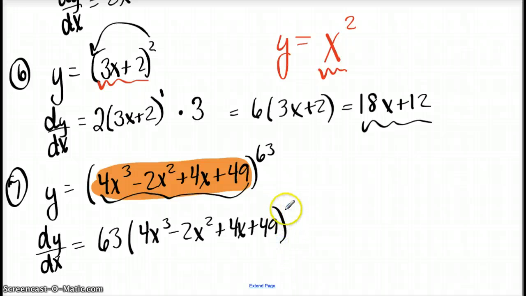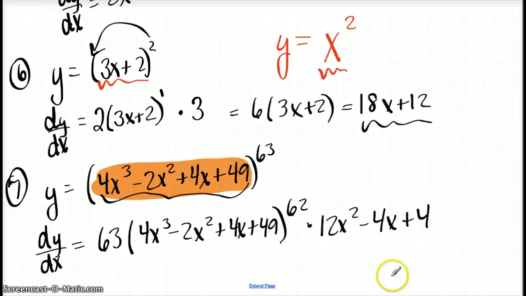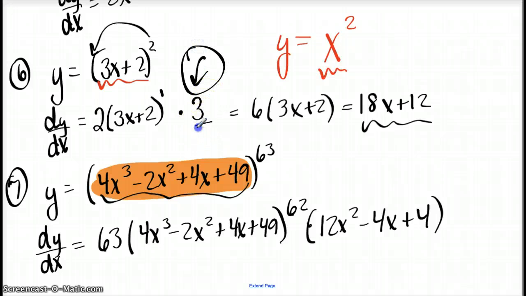What does a 63 become? And I multiply by what? The derivative of the inside, which is going to be 12x squared minus 4x plus 4. Can I write it that way? No, you need parentheses. I cannot leave it with just multiply by that because this is more than one term. Up here, it just so happened to be a number. Here I have 3 separate terms, 1, 2, 3, so it needs parentheses.